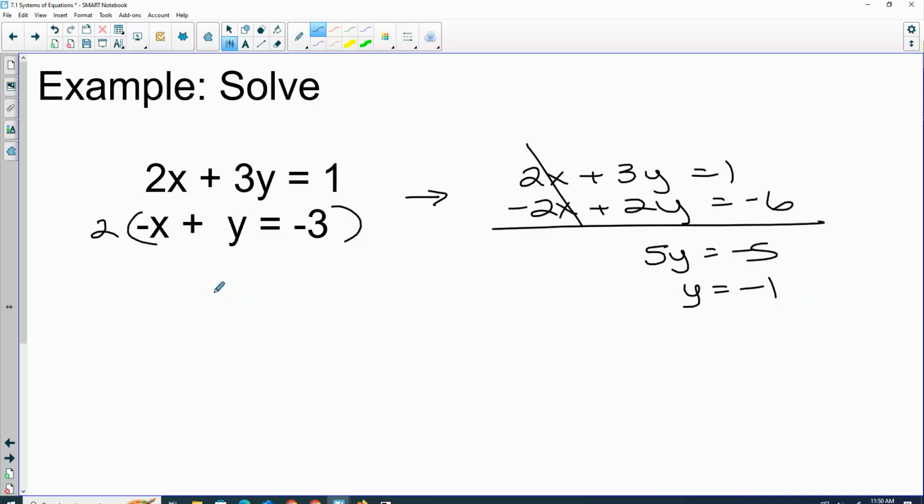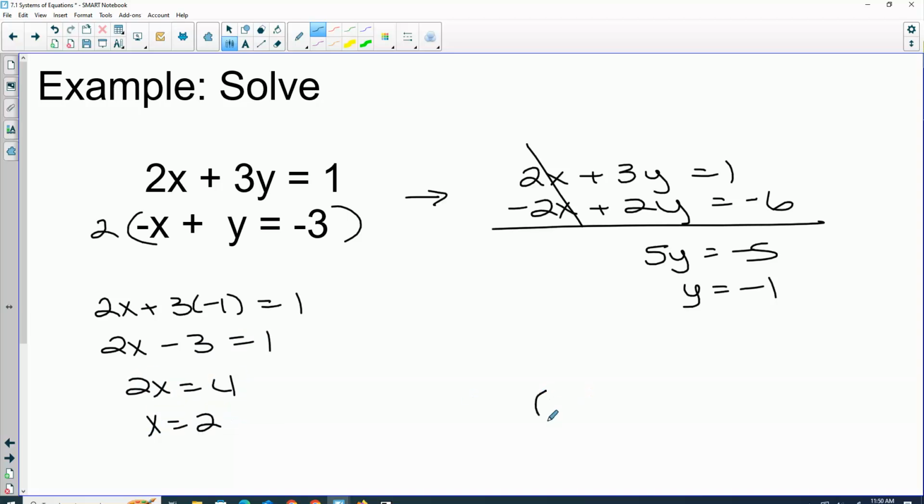So then, you can plug that back in, either equation. So if I just go with the top one, we get 2x minus 3 equals 1. So 2x is 4 and x is 2. Sometimes you might have to multiply both equations by something to get them to cancel, but the strategy is still the same. We're just trying to get opposite signs. Are we okay with elimination?